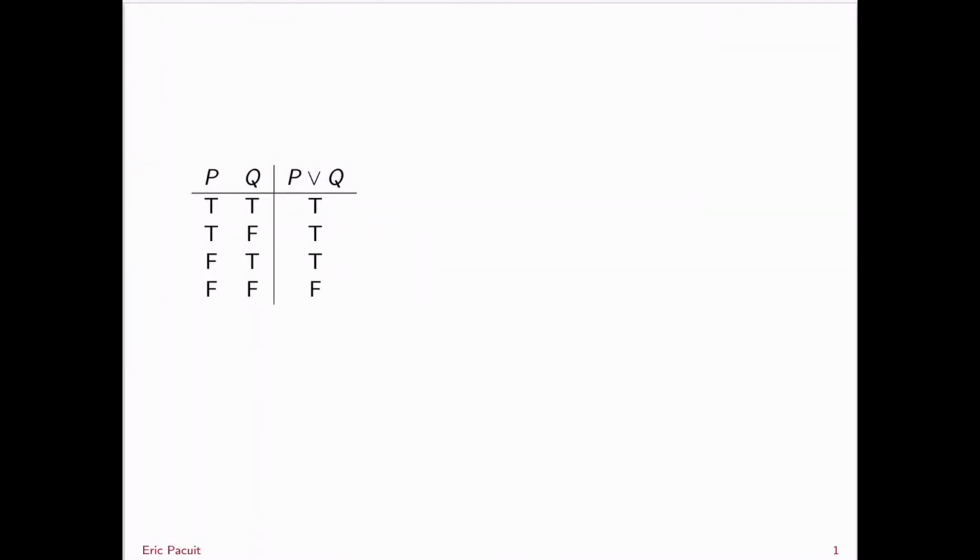So here's a truth table. This is a simple truth table for disjunction. There are 2 atomic propositions, so that means there are 4 rows in this truth table. Each row of the truth table assigns truth values to these atomic propositions. So for example, in this 3rd row right here, we assign false, or F, to P and T, or true, to Q.